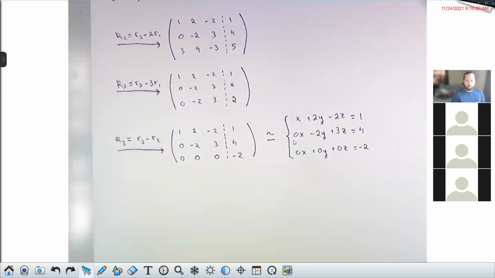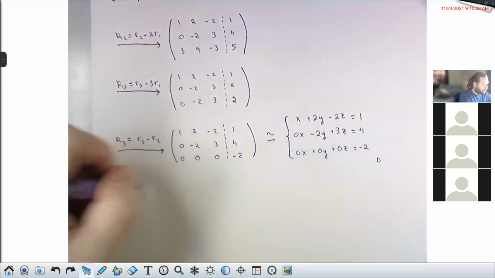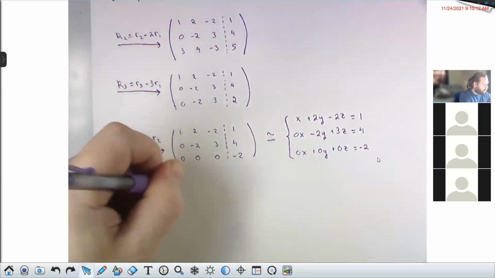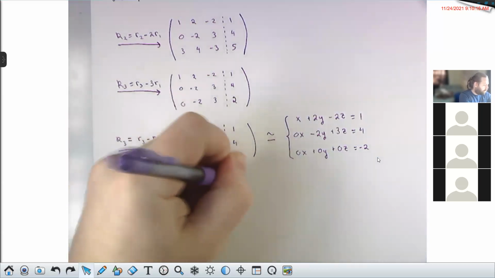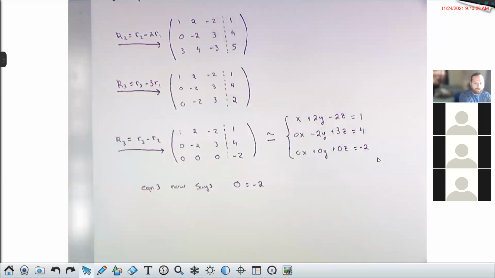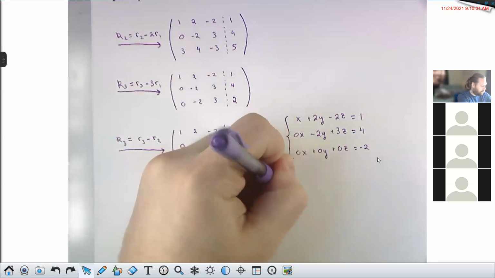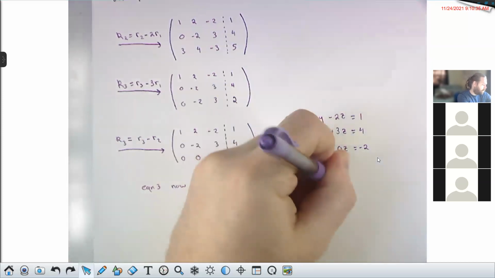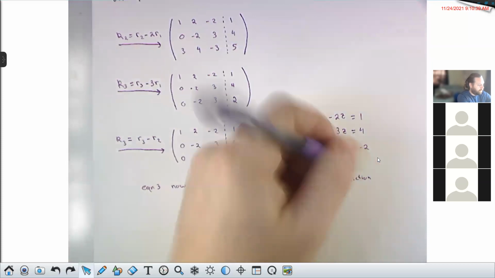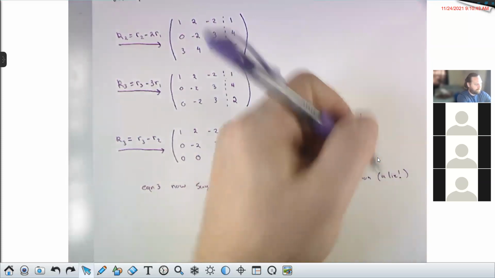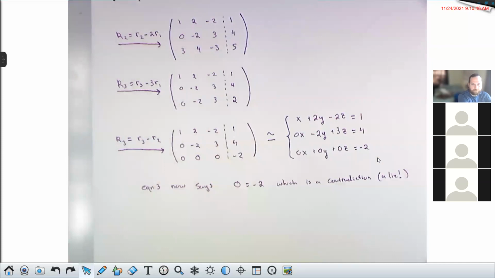It's the same sort of thing we saw on Monday, right? The problem is this equation. Equation 3 now says 0x plus 0y plus 0z equals -2. In other words, 0 equals -2, which is a contradiction. Right? A lie. A dirty lie. It's just not true. 0 is not equal to -2. Which means that this system can't possibly have a solution. We call it an inconsistent system.